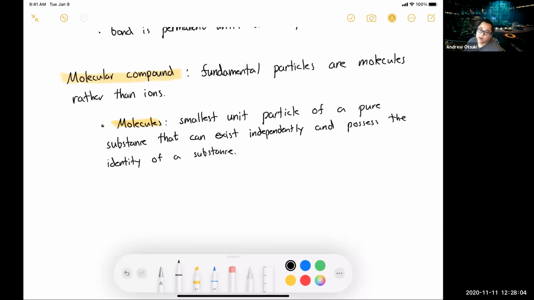So we tend to say they're molecules, that they're more than one atom instead of a pure element. So that's the smallest unit particle of a pure substance. For example, a water molecule, a hydrogen molecule, which we'll talk about in the next section. So those are the smallest unit particle of a pure substance that can, as it says here, exist and possess the identity of that substance. And we know what it is in the real world. Okay.